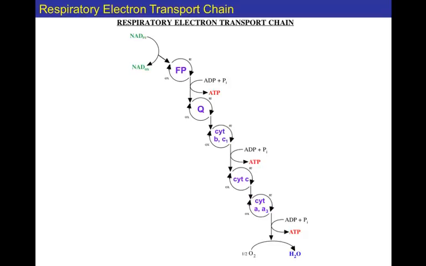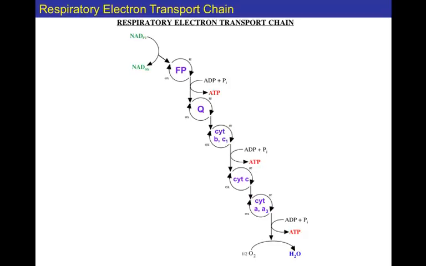Now at the bottom of that electron transport chain, once it's been milked of all its energy, the electrons drop off and bind to oxygen. And when they do, the result is the production of a molecule of water, because once the oxygen picks up electrons, it will also pick up 2 hydrogens, and the result will be a molecule of H2O.